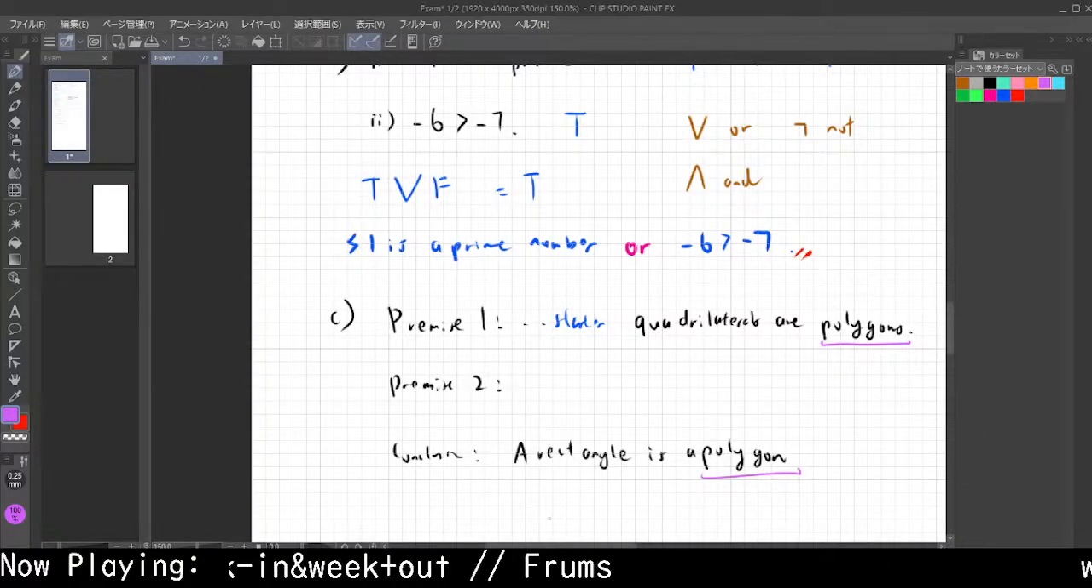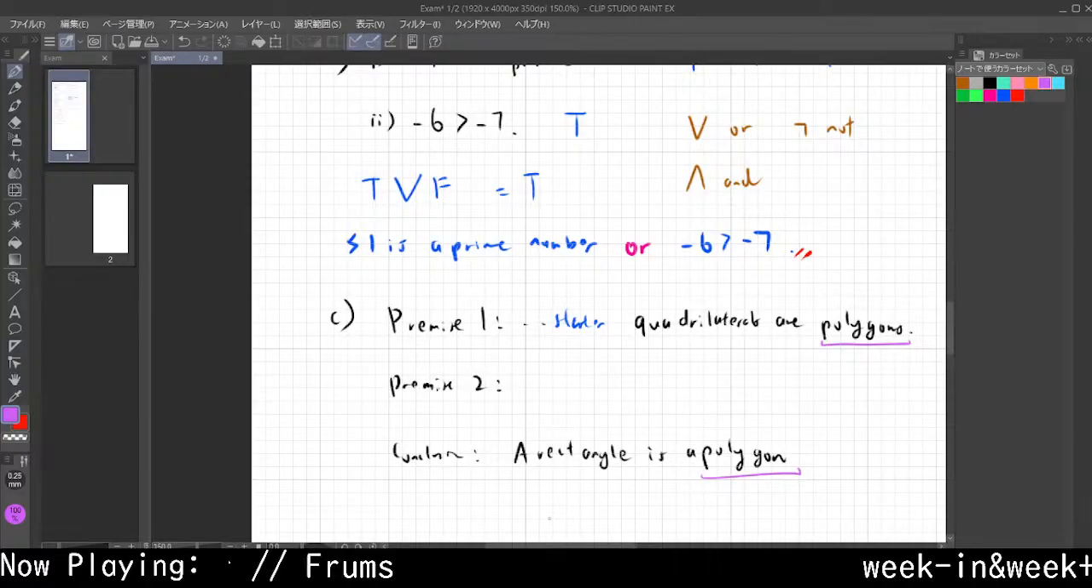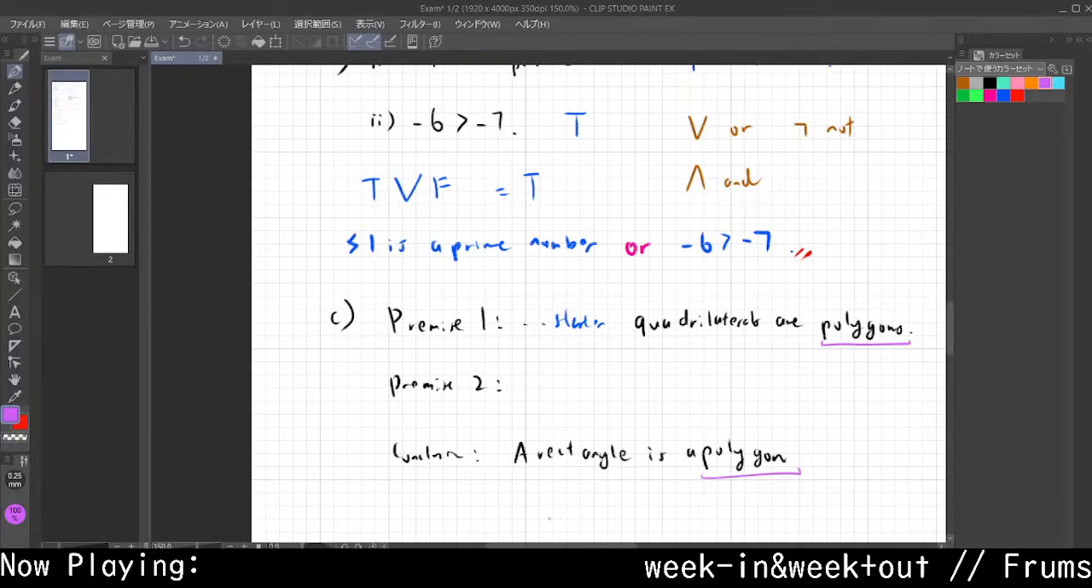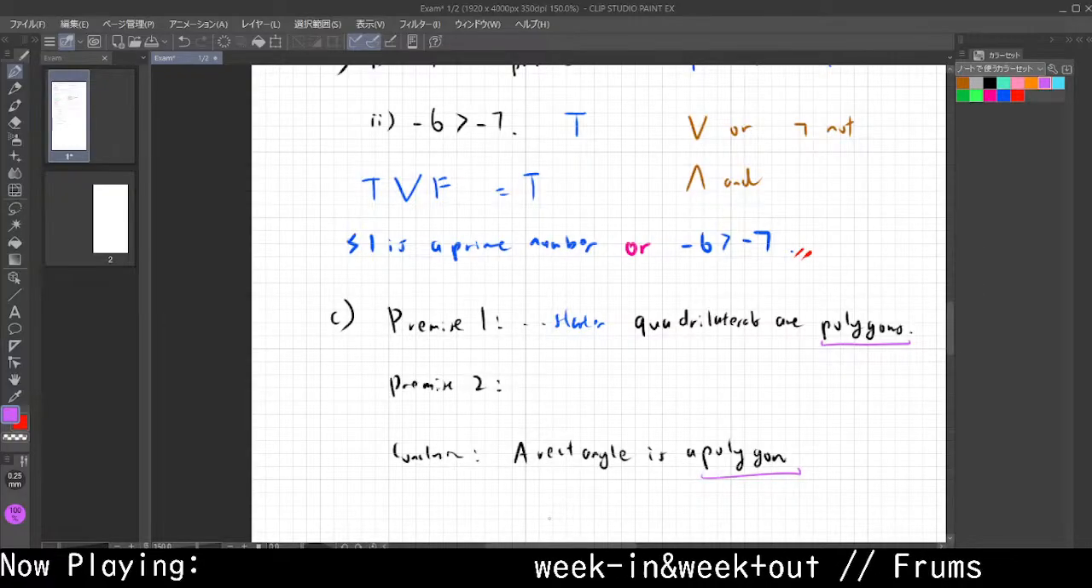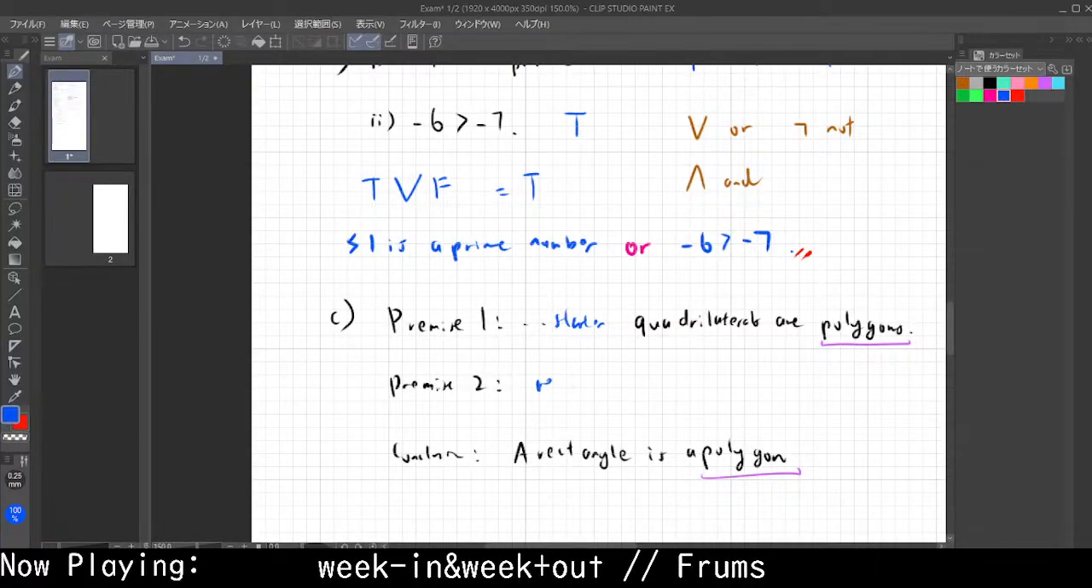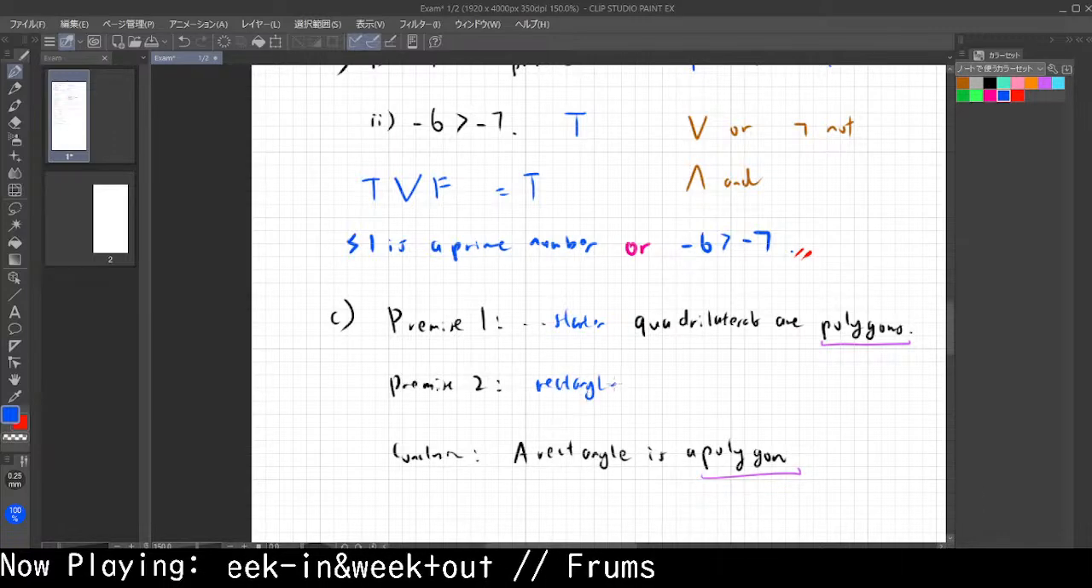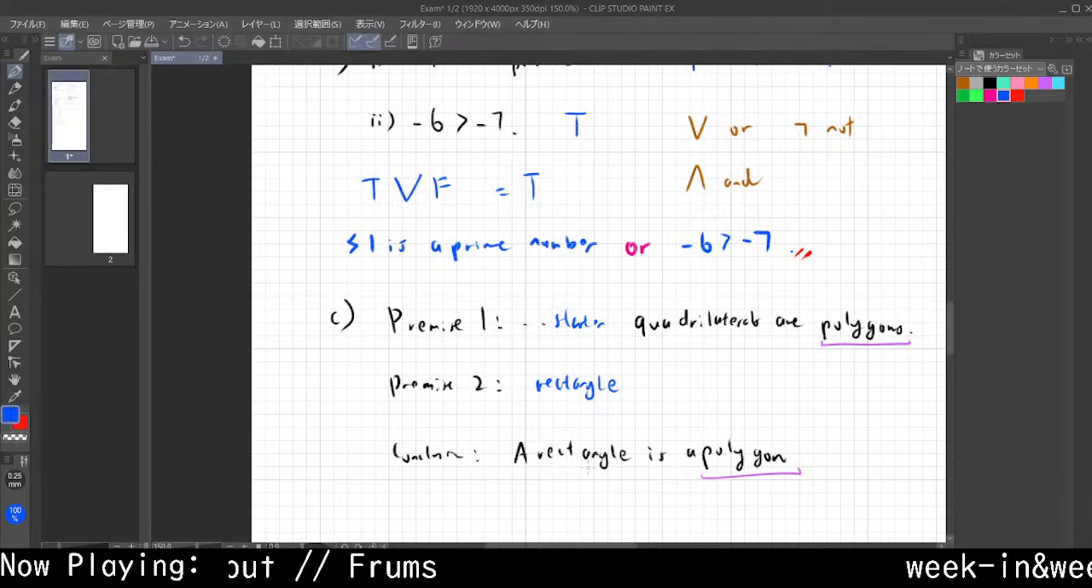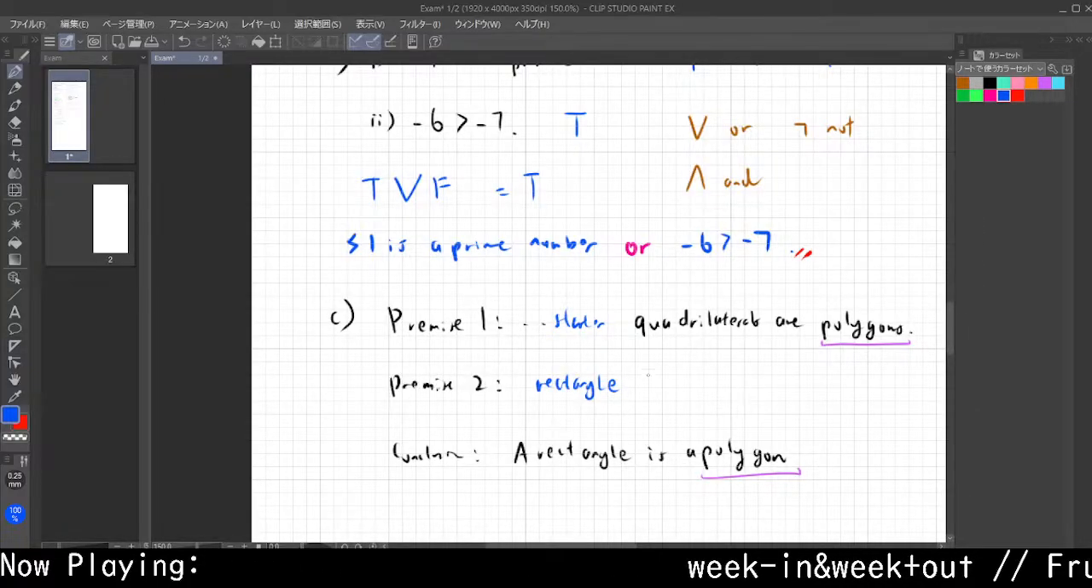So premise 2 must contain rectangle. Your rectangle must exist already in premise 2, because otherwise where are you going to let it appear? You want it to be logical. So a rectangle must appear here. Then since it says quadrilaterals are polygons, for a rectangle to be a polygon, a rectangle must be a quadrilateral.